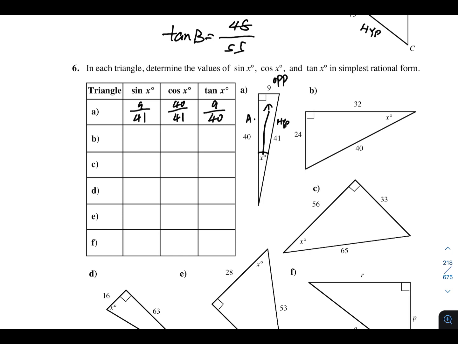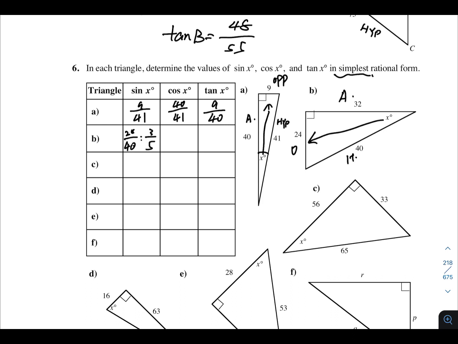And for B, this is opposite, this is hypotenuse. Now I just write one number because we don't have enough space here. Okay, the last one is A, and then the sine is opposite 24 over 40. Is that done? No. We need to simplify this one. We divide by 8, so it's 3 over 5.